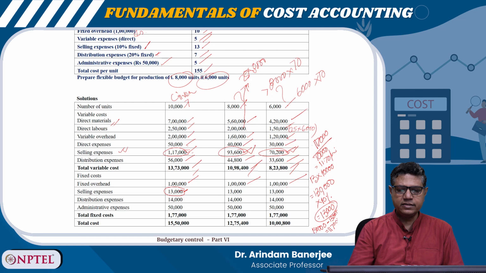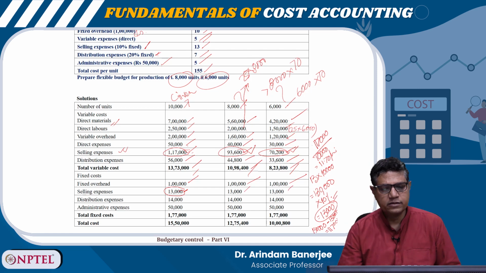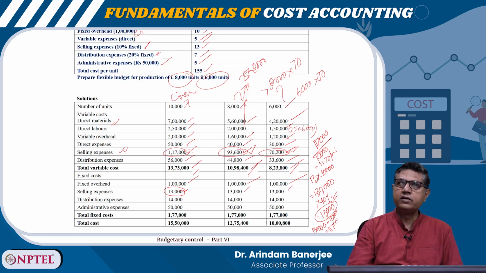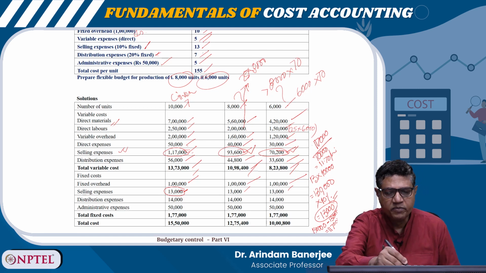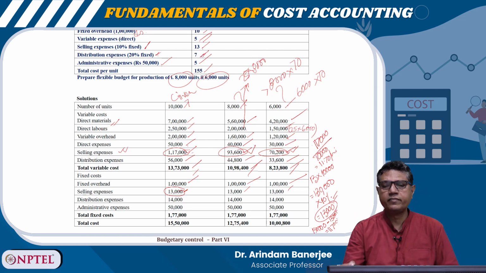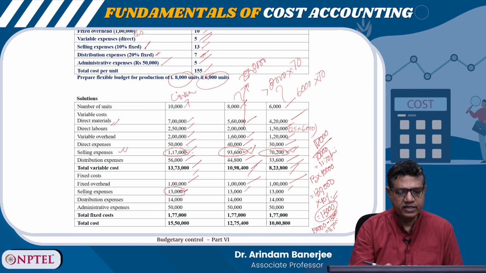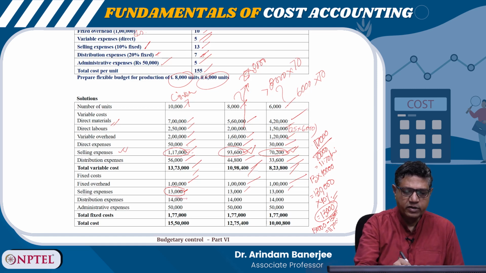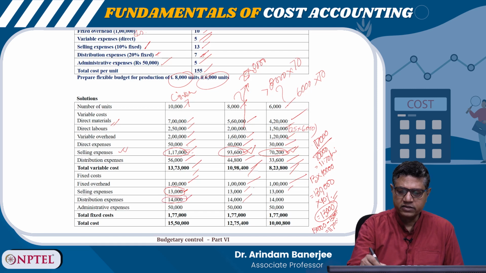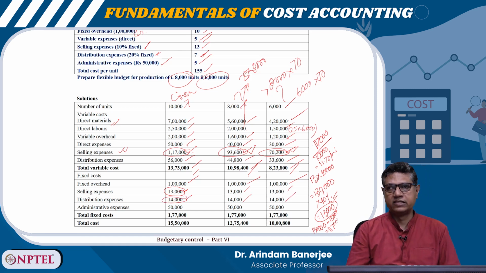The selling expenses fixed part is 13,000, as we calculated here, that will remain the same. For distribution expenses, it is 20% fixed. So for 10,000 units, if the per unit cost is 7 rupees, then the total distribution expense is 7 into 10,000, that is 70,000. 20% of 70,000 is 14,000, right? So this will be the fixed part. So 14,000 will remain the same at all capacity levels, right?